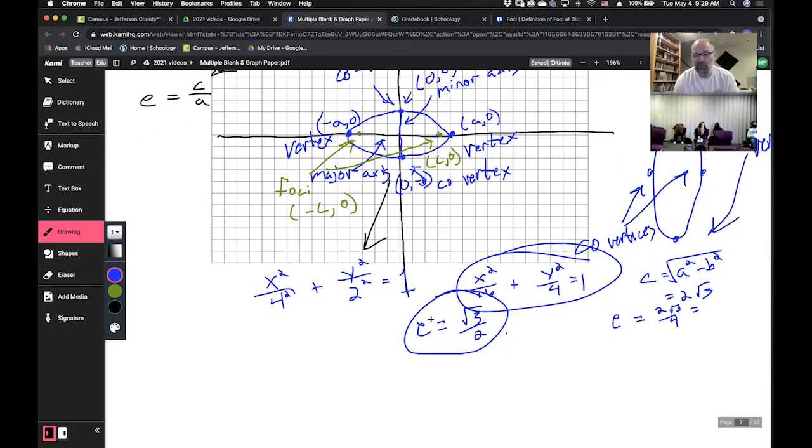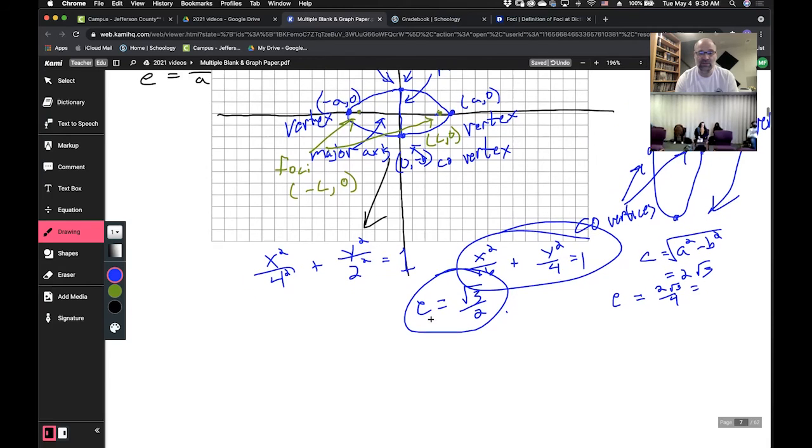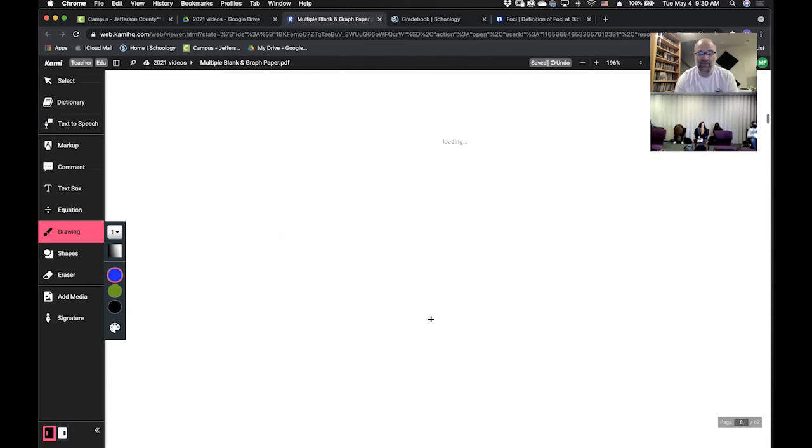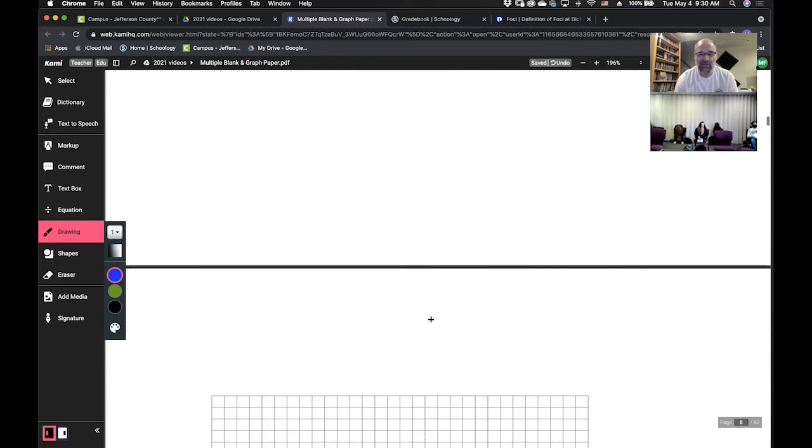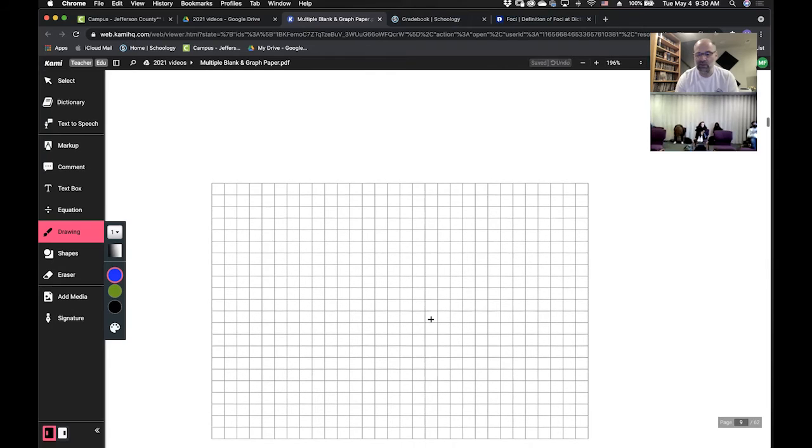All right, so the other part in your homework that you're going to be asked to do is just graph an ellipse, okay? So I'm going to give you a problem, and we're going to try to graph this sucker.